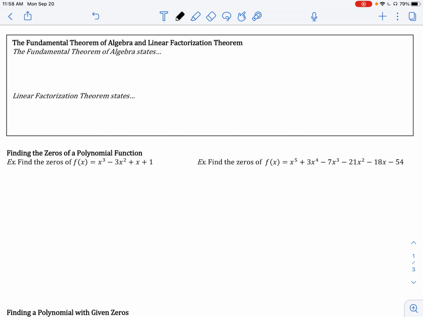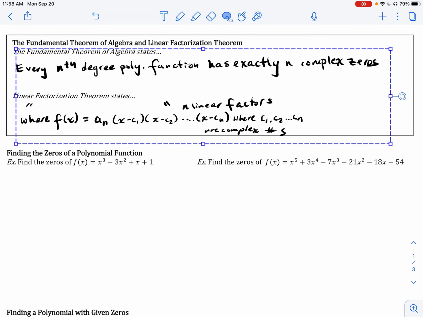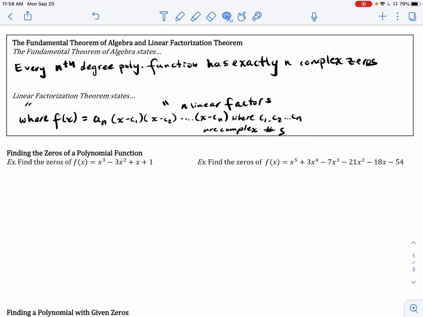The fundamental theorem of algebra simply states the following. I already wrote it out previously, so I'll just include this here. It says that every nth degree polynomial function has exactly n complex zeros. That is to say, if you have a fourth degree polynomial function, you're going to know that you have exactly 4 complex zeros. By that word complex, we include both real and imaginary zeros.